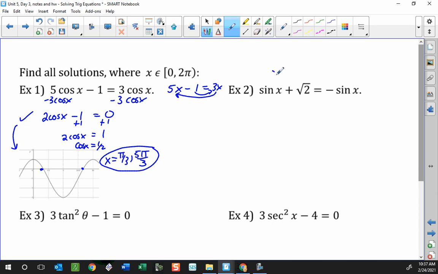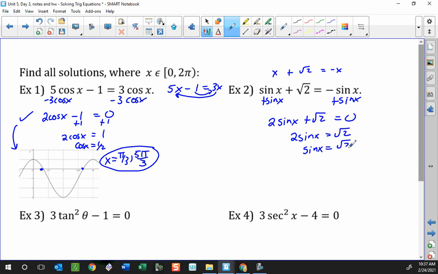Imagine you had this, sine x plus radical 2 equals negative sine x. This is the equation that I'm imagining. So I'm going to isolate the variable. I'm going to get the sine x's together and the numbers on the other side. So I'm going to add sine x over here, add sine x here. So sine plus sine is 2. 2 sine x plus radical 2 equals 0. So move the radical 2 over. Divide by 2. So sine x equals radical 2 over 2.